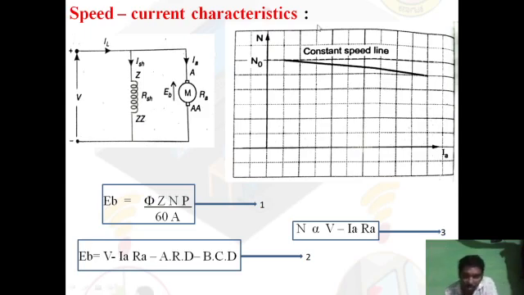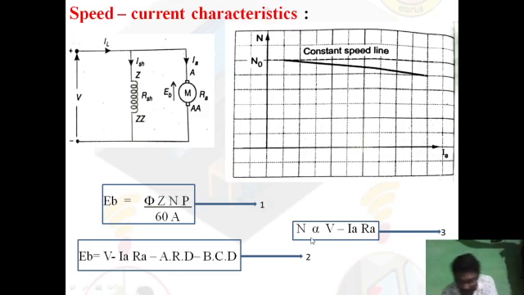Now as the load on the motor increases, what will happen? As the load on the motor increases, if you observe the equation, IA, the current drawn by the armature, increases. As IA increases, IA RA increases. As IA RA increases, the V, which is the supply voltage kept constant, the result of the RHS of the equation starts decreasing. Therefore, the speed of a DC motor decreases.